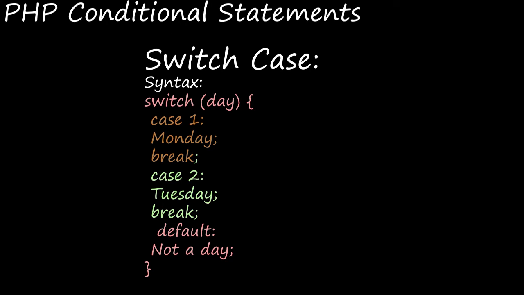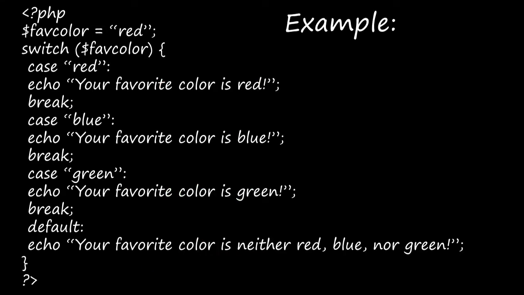Clear? In the book they have given this example. First they have opened the PHP tag, and then the favorite color is red. They have given a name, and that name you have to give inside the switch. Inside the switch statement you give the name, and they have given red. The first case is red, the next case is blue, the next case is green.